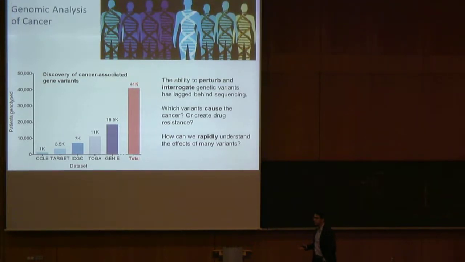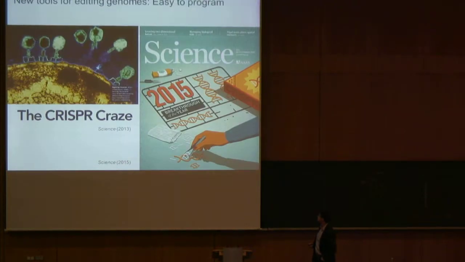And so the question becomes, as we sequence more and more people, more and more patient samples, how do we really distinguish between those mutations that are just along for the ride and the ones that are really driving some sort of disease-relevant phenotype? And can we somehow sort through those thousands of mutations in some kind of scalable fashion, instead of looking at them one at a time? So that's one of the questions we'll try and address today: how can we rapidly understand the functional effects of all these different variants?